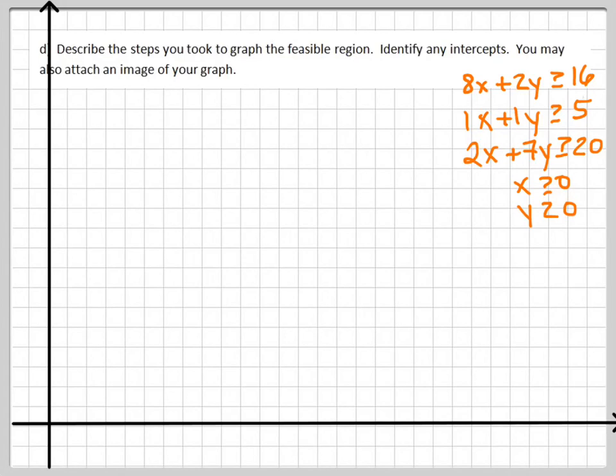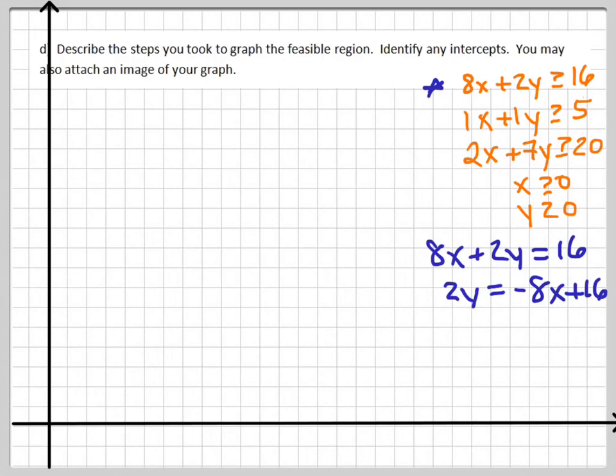For the first inequality, 8x plus 2y is greater than or equal to 16, let's go through both ways that you could graph this. First, if I wanted to graph this using the slope and the intercept, I would look at the boundary line when 8x plus 2y equals 16. If I subtract 8x from both sides, I get 2y equals negative 8x plus 16, and then dividing both sides by 2, I have y equals negative 4x plus 8.